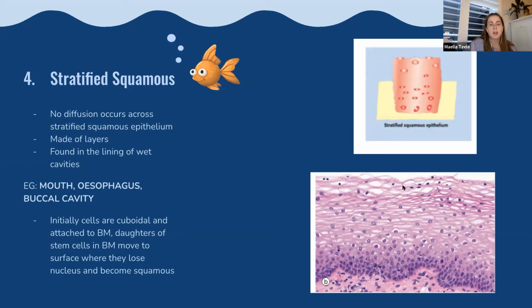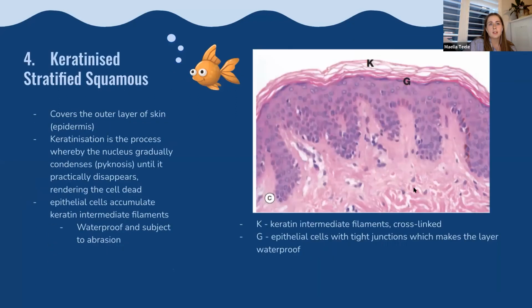Initially, the cells are cuboidal and they're attached to the basement membrane, and then these cells move from the basement membrane to the surface where they lose their nucleus and become more squamous, if you have a look there. And then a subdivision of your stratified squamous epithelium is your keratinized stratified squamous. If you can see here, this epithelium covers the outer layer of your skin, so your epidermis. So this is what you'll find on your skin.